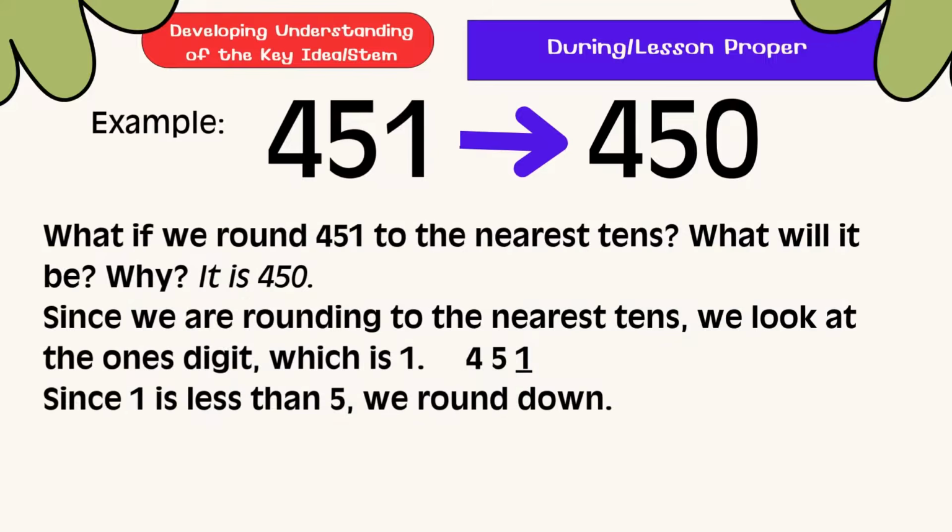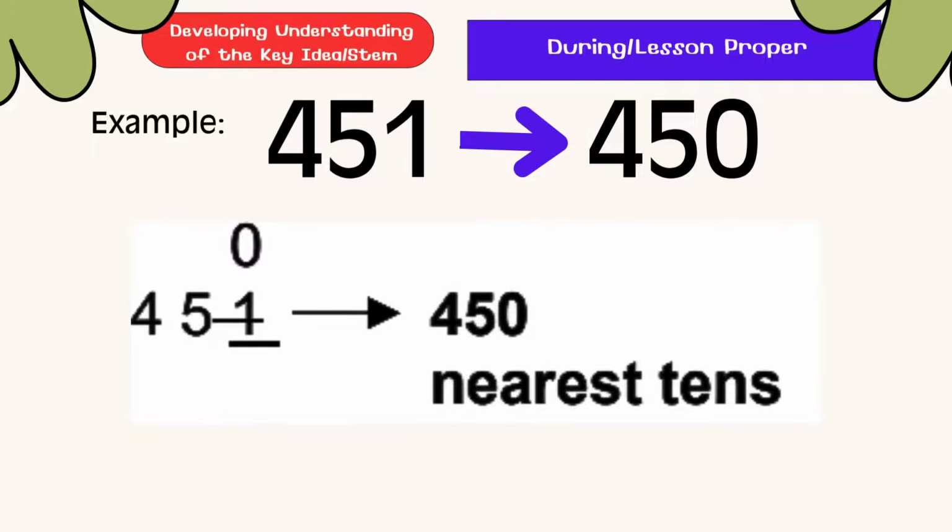What if we round 451 to the nearest tens? What will it be and why? Very good. It is 450. Since we are rounding to the nearest tens, we look at the ones digit, which is 1. Since 1 is less than 5, we round down. So the answer for 451 rounding to its nearest tens is 450.